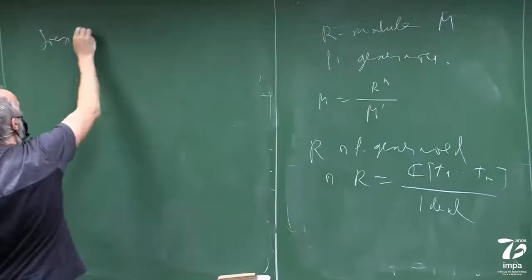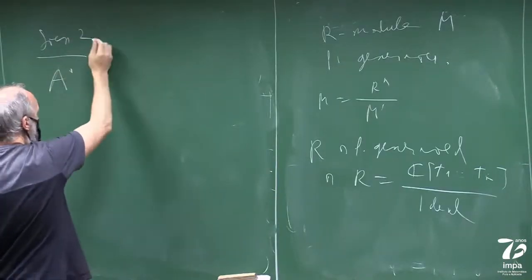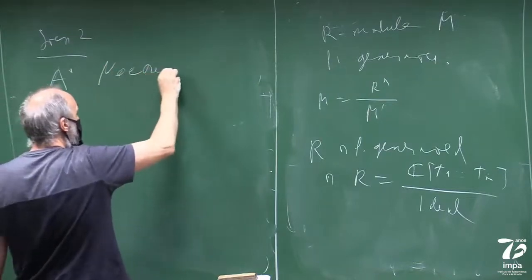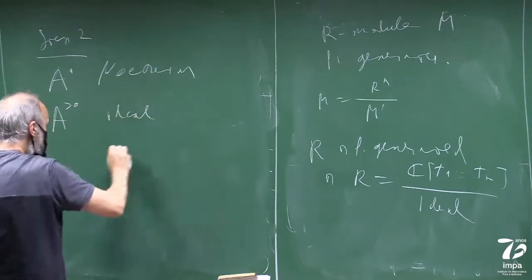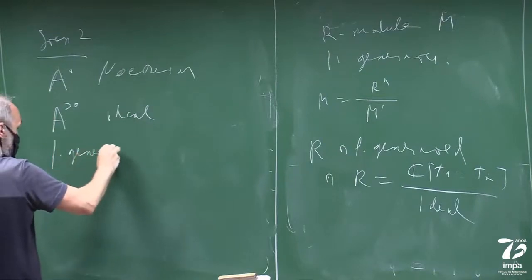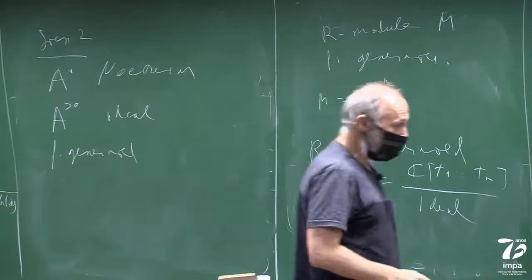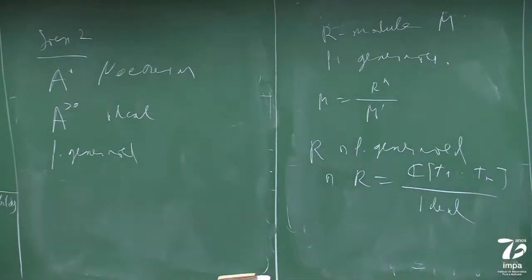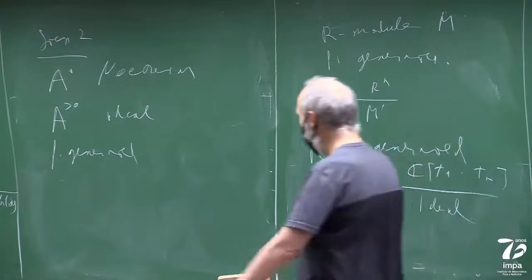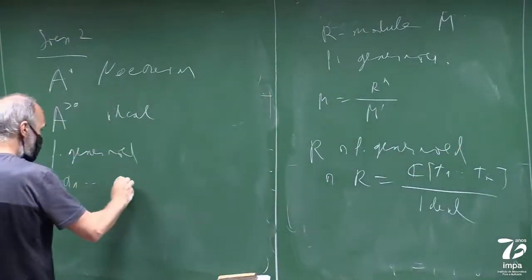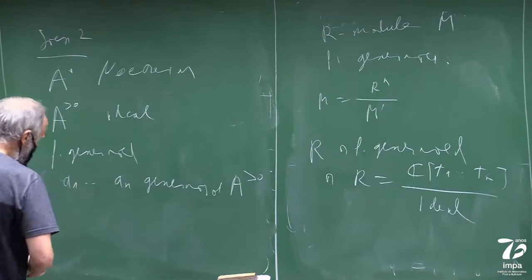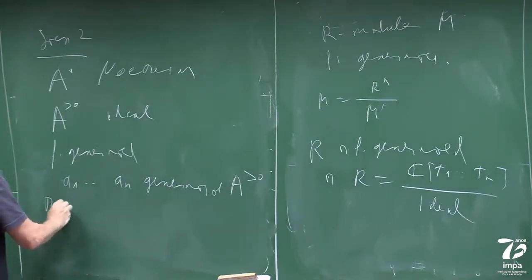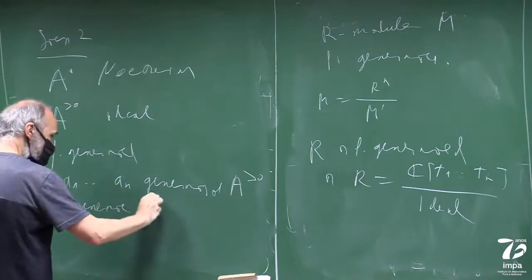So step 2. A star is a Noetherian ring. And then you can consider an ideal, A positive, bigger than 0, which is finitely generated. Every ideal in a Noetherian ring is finitely generated, so you can fix its generators. So we take A1 through AN, generators of A positive, and I claim that they generate A star as a ring.